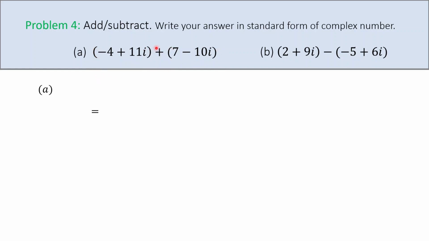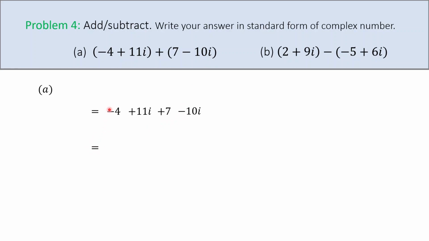So you have these parentheses. But before this parenthesis, there is nothing here. So you can just remove these parentheses. You get this. Here you have these parentheses. Before this, you have a plus sign. So you can just remove these two. You get this. Plus 7 minus 10i.